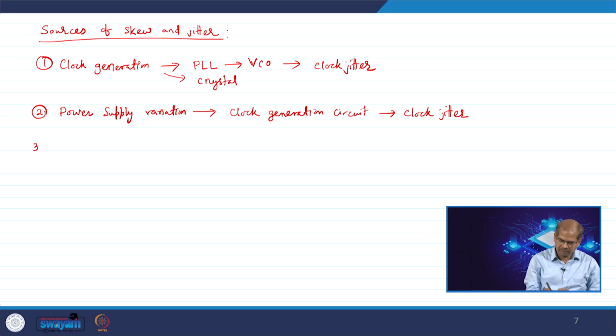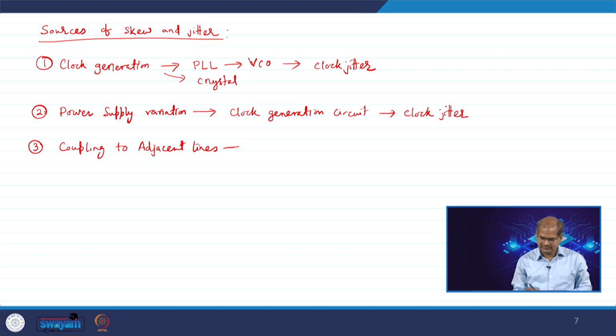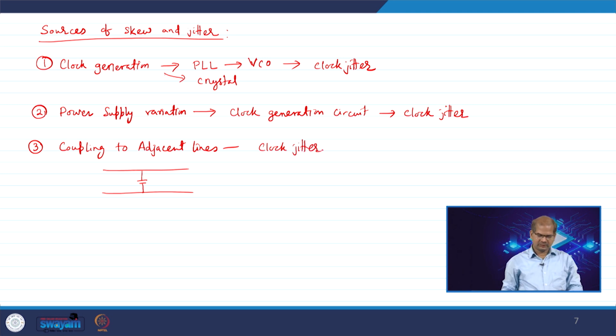Then the third point is coupling to the adjacent line. Let us say I have one line going and another line next to it. There can be capacitive coupling between the two lines, and that will also create jitter. Now, these are the sources of clock jitter.